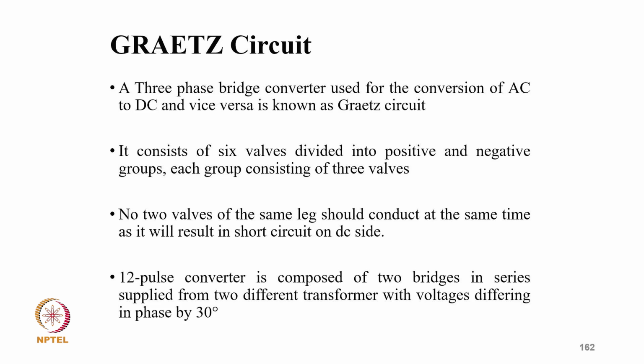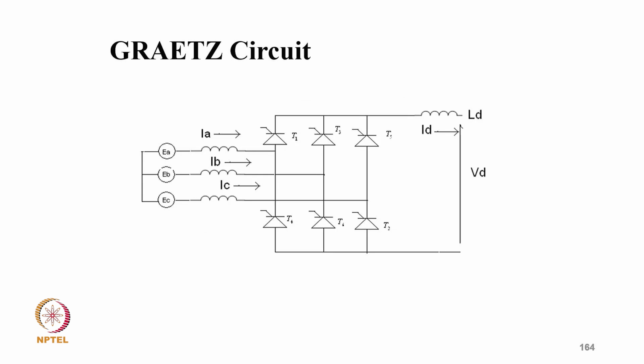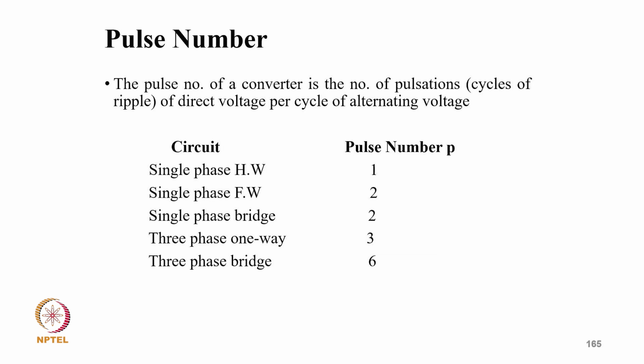The 12 pulse converter is composed of 2 bridges in series supplied from 2 different transformers with voltages differing in phase by 30 degrees. So the assumptions for the analysis of the Graetz circuit: first, the AC system, including the converter transformer, may be represented by an ideal source of constant voltage and frequency in series with a lossless inductance. Second, the direct current is constant and ripple free. And third, the valves are ideal switches with zero resistance when conducting and infinite resistance when not conducting. And this is the Graetz circuit, where we have 6 thyristor valves, the AC side impedance, and the DC inductance.